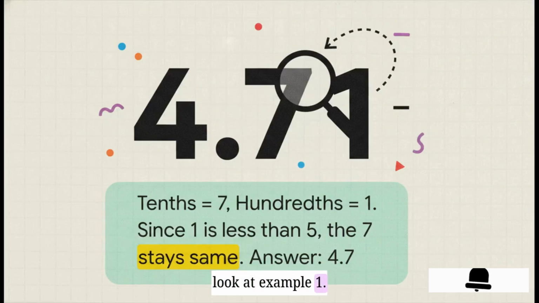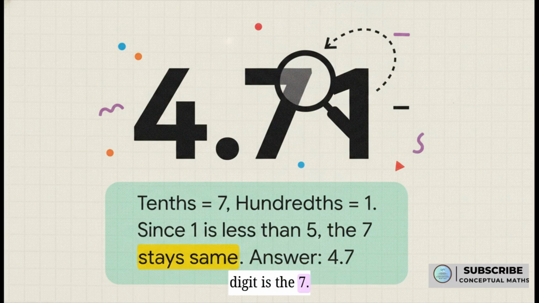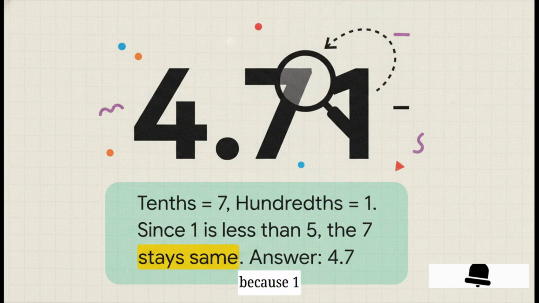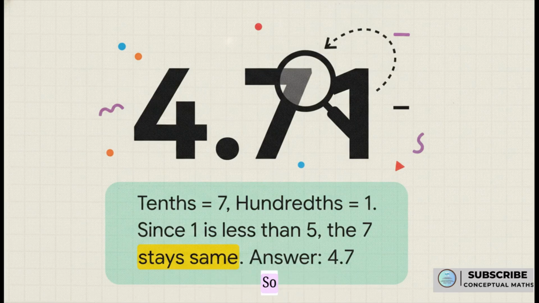Let's look at example 1, 4.71. Following our steps, our tenths digit is the 7. We then look to the right, and our hundredths digit is 1. Well, because 1 is less than 5, it falls on the stay the same side of our golden rule, right? So the 7 stays exactly as it is, giving us a clean rounded answer of 4.7.